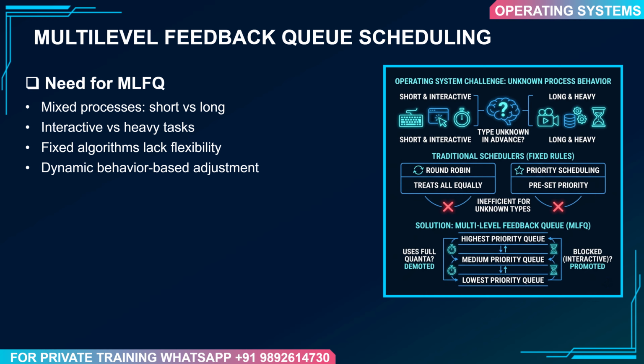To understand MLFQ, imagine a situation where different types of processes are running on a system. Some processes are short and interactive, like typing in a text editor or clicking buttons in a browser. Others are long and heavy, like video rendering or large computations. Earlier scheduling algorithms like round robin or priority scheduling treat processes based on fixed rules. But the problem is that the operating system often does not know in advance which process is short and which one is long. MLFQ solves this by observing process behavior dynamically and adjusting priorities accordingly.